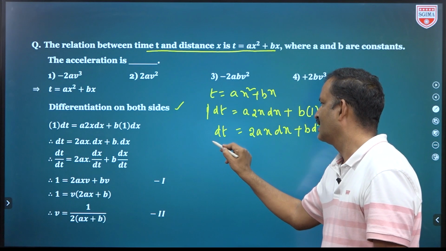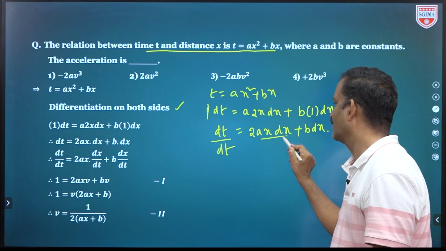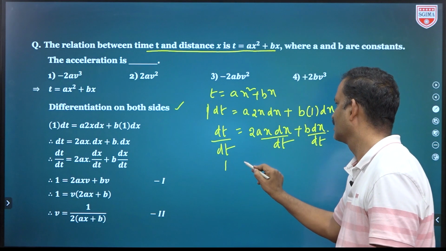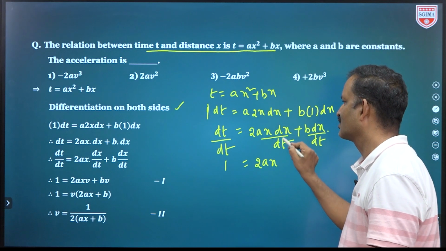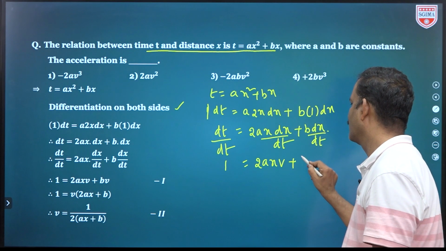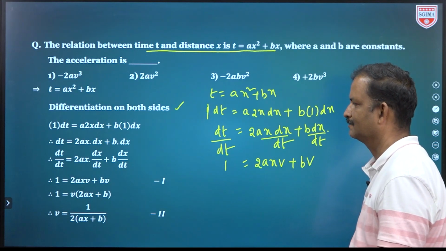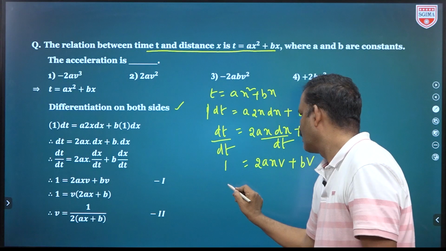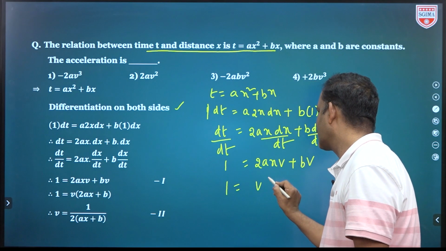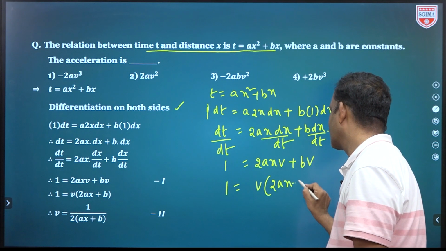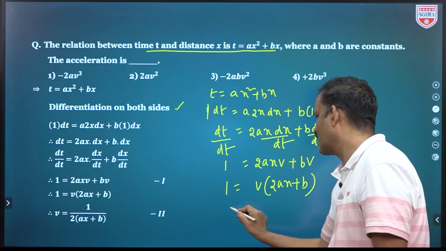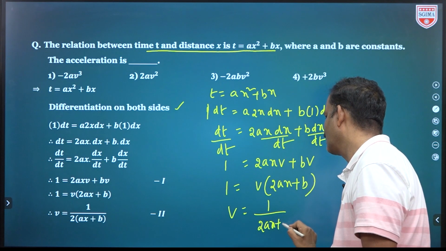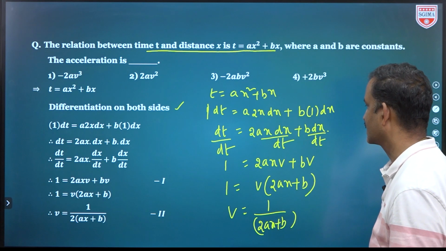Divide with dt. dt by dt is 1. 2ax, dx by dt is velocity. b, dx by dt is velocity. So, I got 1 is equal to, v taken as common, v into 2ax plus b. So, v is equal to 1 by 2ax plus b, but I want acceleration.